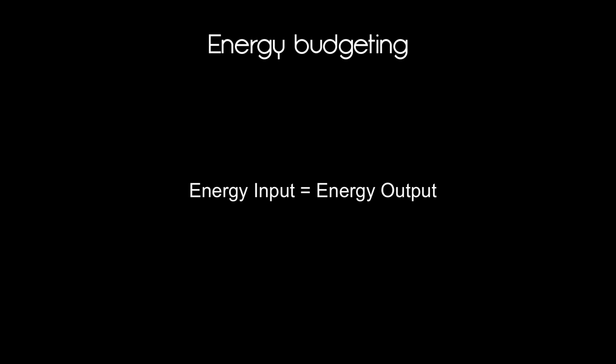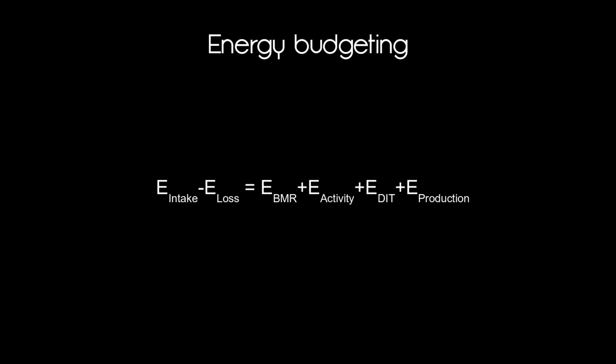Okay. Now that we have those specific details, we can make a more detailed energy budget equation rather than this simple energy inputs equal energy outputs. We can rewrite the equation this way. On the input side, we have the energy consumed, or the E intake. And this is less the energy lost as feces. We have to subtract that away. And this is the E sub loss. All of these inputs should be equal to the outputs.